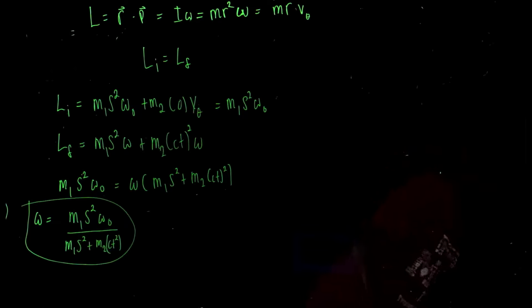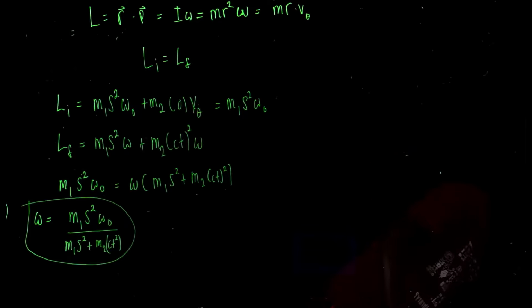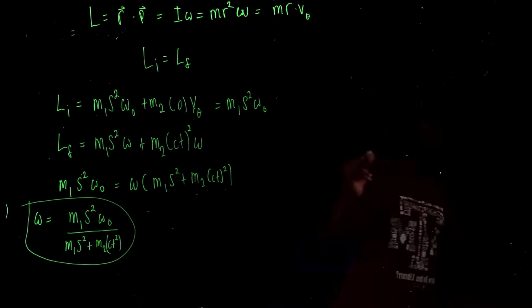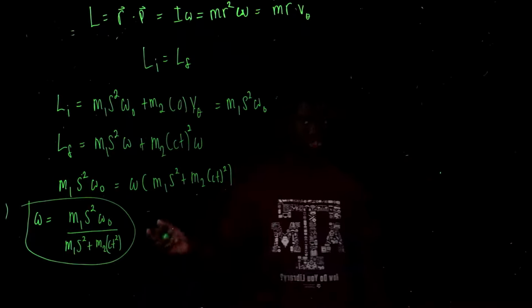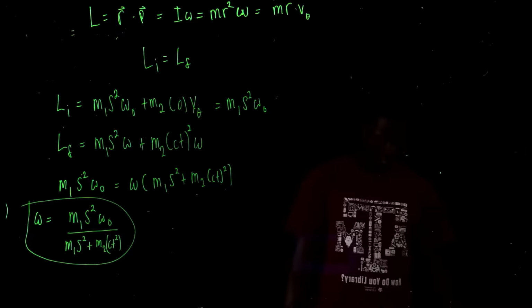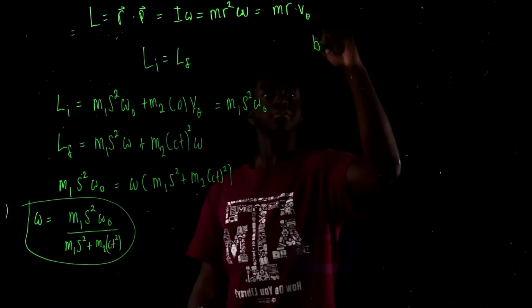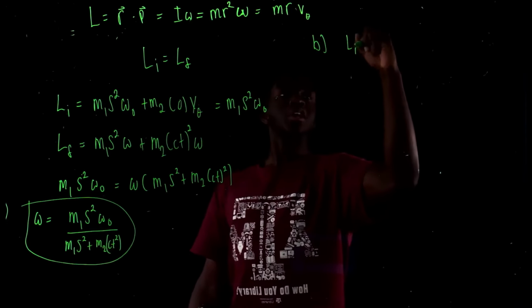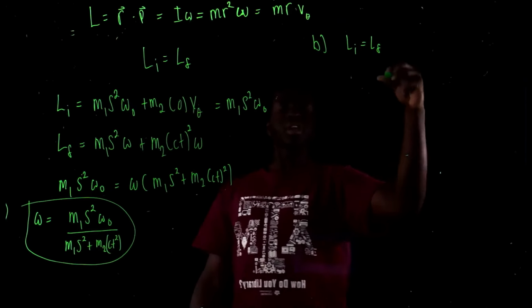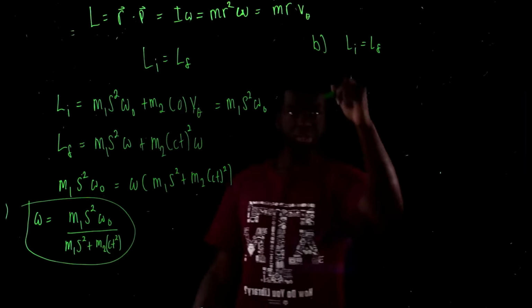Now part B, it says, what is the angular velocity of the rod when object 2 reaches the end of the rod? When object 2 reaches the end, we're just going to be doing the same thing. Li equals Lf. And initially, it's still going to be the same initial.